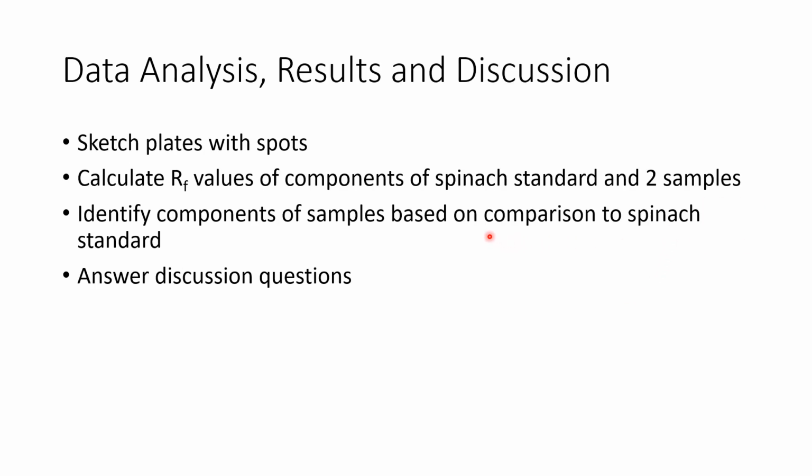And for the data analysis, results, and discussion part, you need to sketch the plates with the spots and then calculate the RF values of the components of the spinach standard and the 2 samples, and then try to identify the components based on the comparison to the spinach standards. So not just the order of the spots, but also the actual RF values of those. And then answer the discussion questions. So these are the parts that you would complete in your report form.